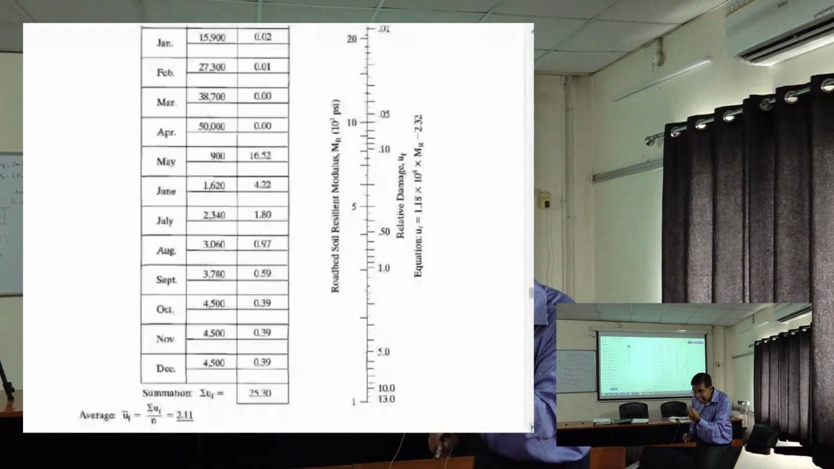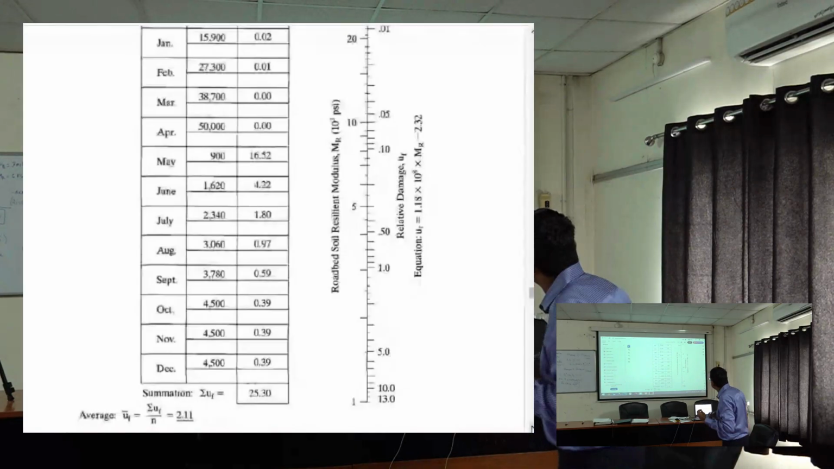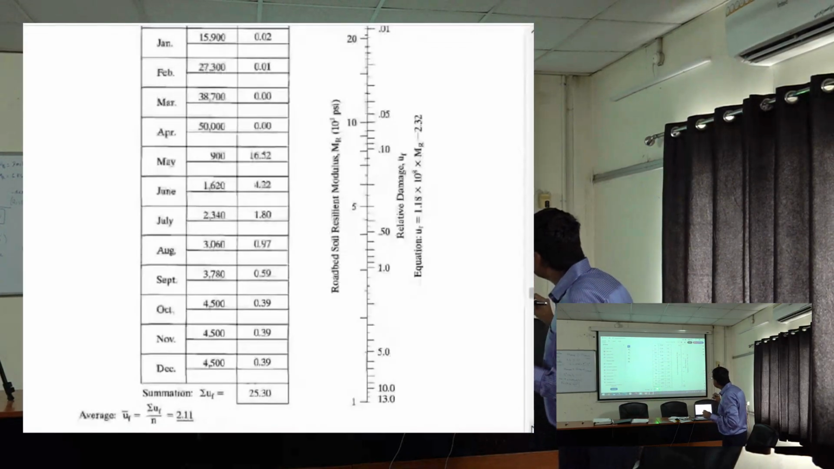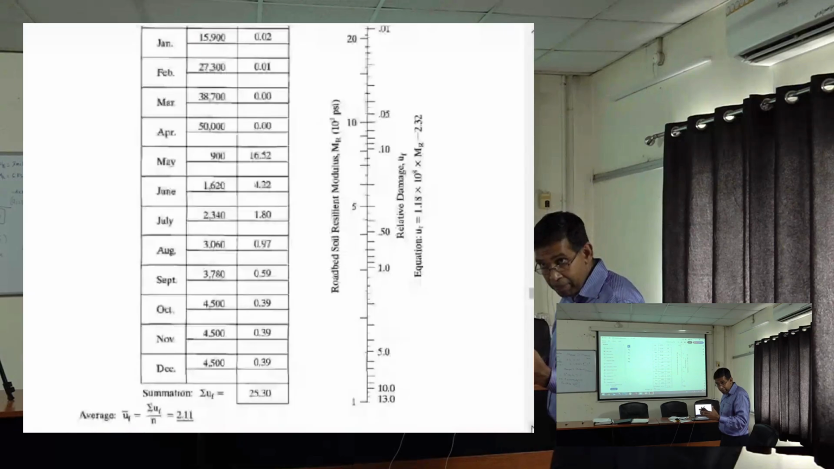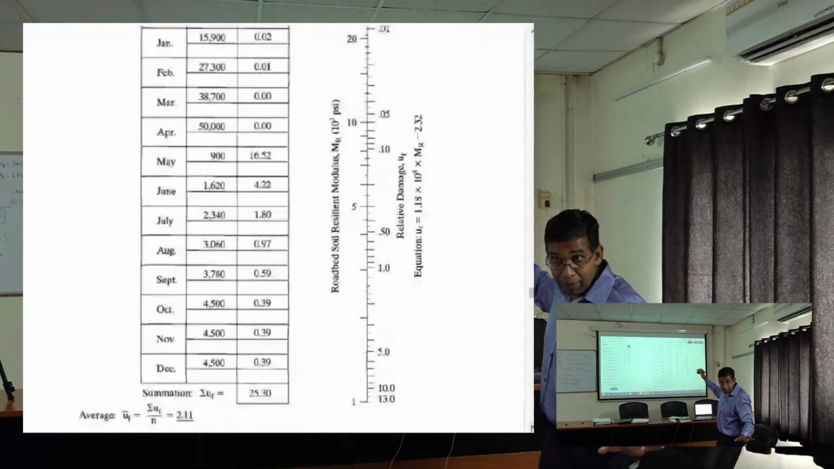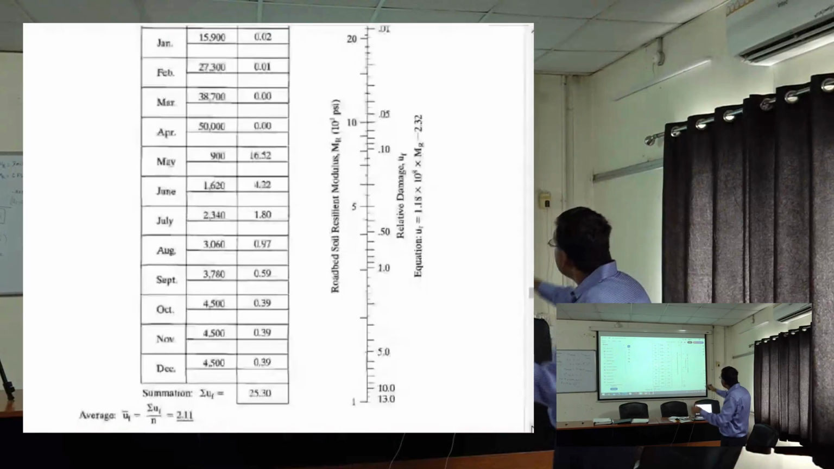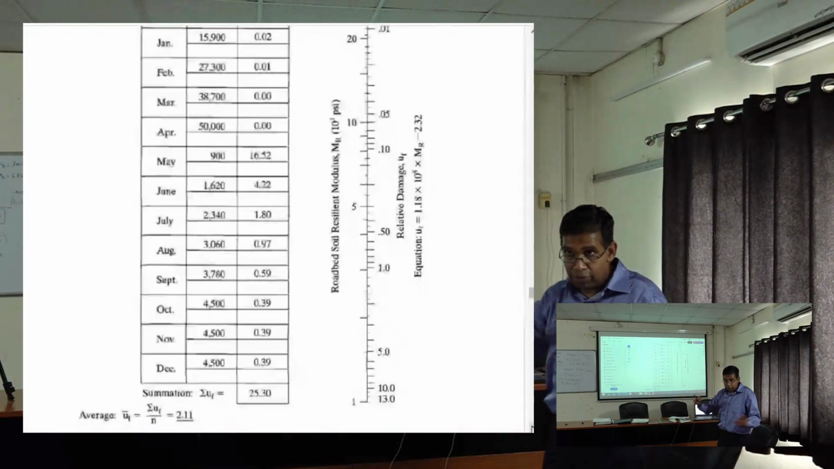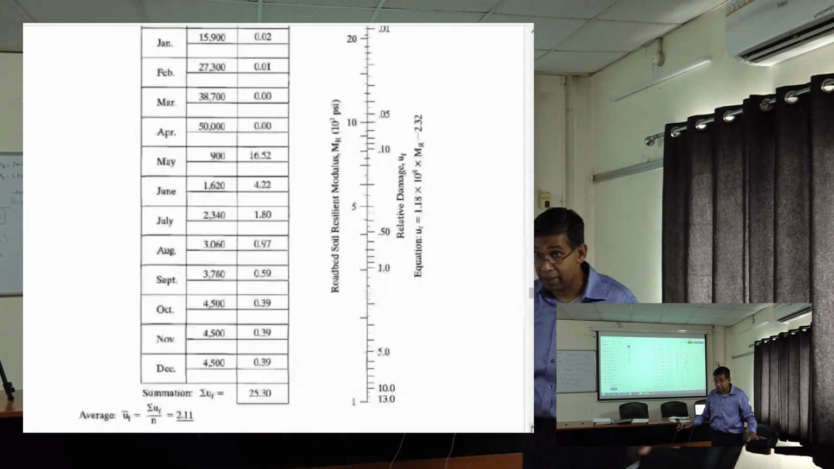So what it is telling you is that I want you to clearly understand the concept here: in the entire year, some days, sorry, some months, there is absolutely no damage. Some months it's brutal. But the overall damage was 2.11 for that given year.